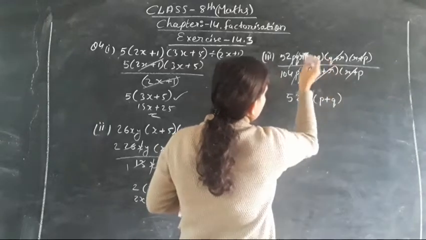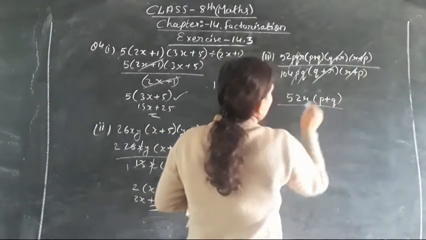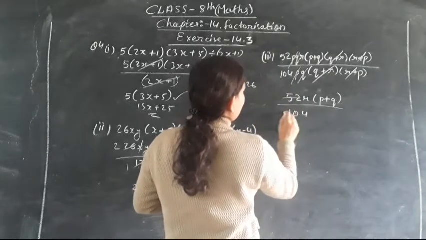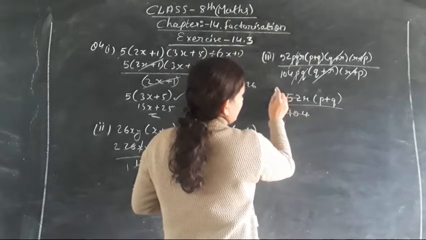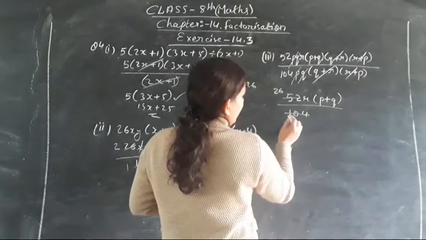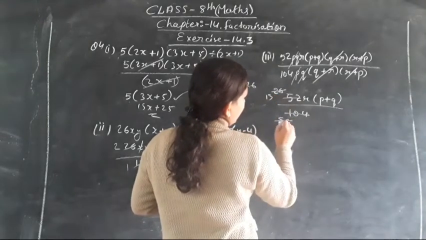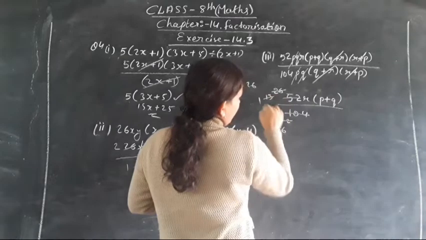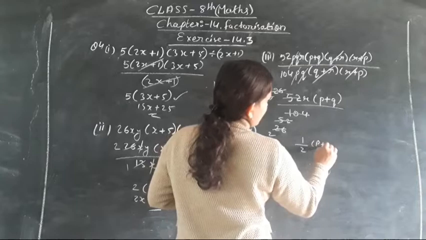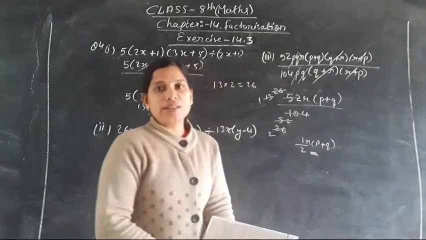ये यही बस टर्म बचा है. आपका numerator में, denominator में what is left? 104. Now 52 we will cancel by the table of 2. 2 fives are 10, so here 1 and 0, and 2 fours are 8; so 52 cancels into 1 and 104 into 2. So 1 by 2 into R into P plus Q. This is the answer.